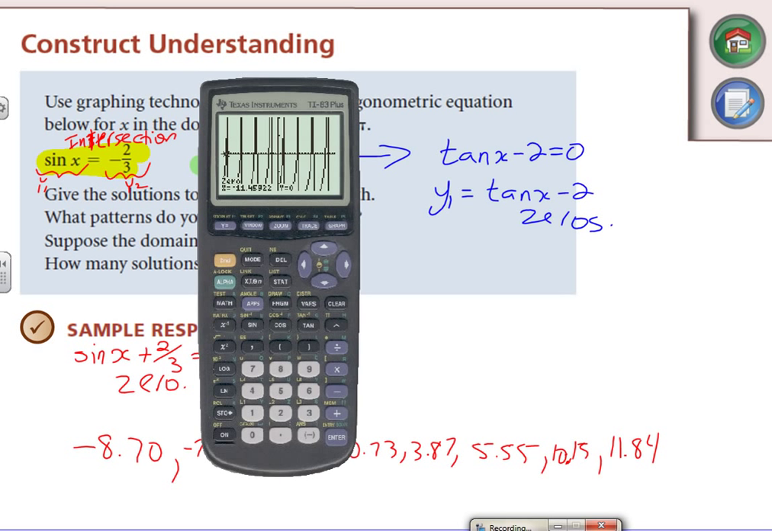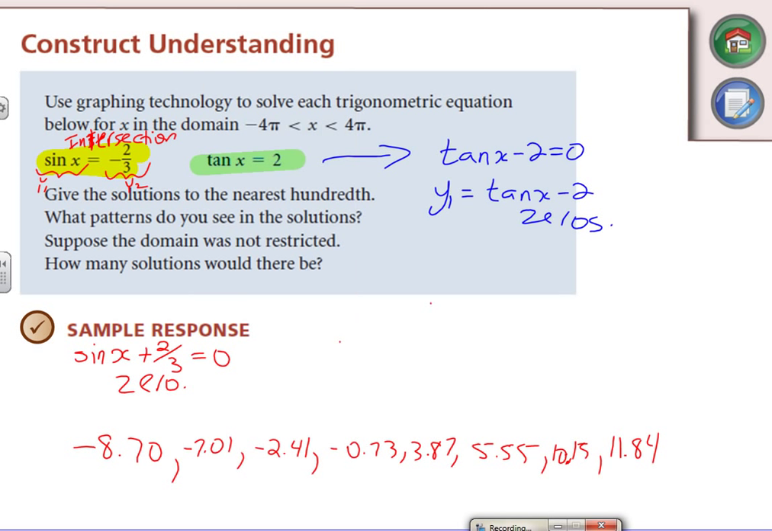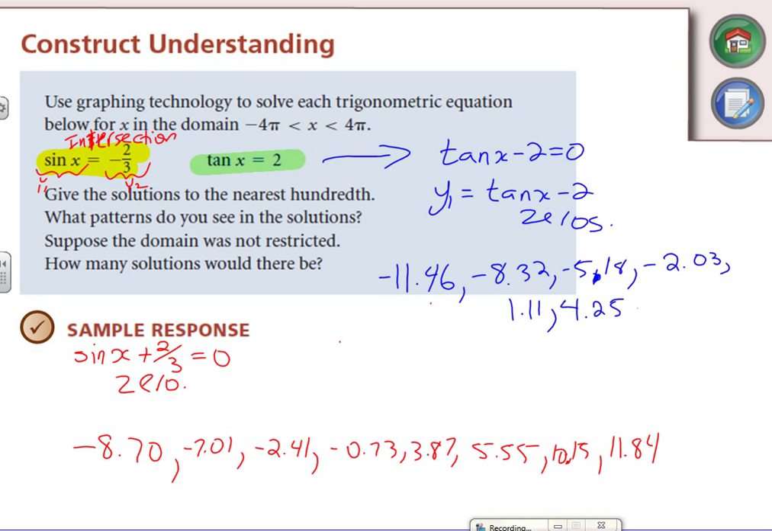So when we get our 0, one on the left, one on the right, we get, there we go, negative 11.45. So our first one is negative 11.46, and then I'll just give you the next ones. Negative 8.32, negative 5.18, negative 2.03, 1.11, 4.25, 7.39, and 10.53 would be all your intersection points.